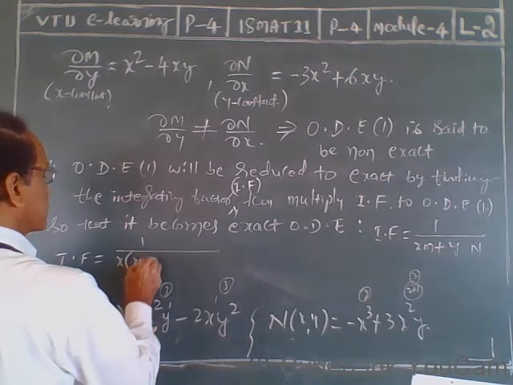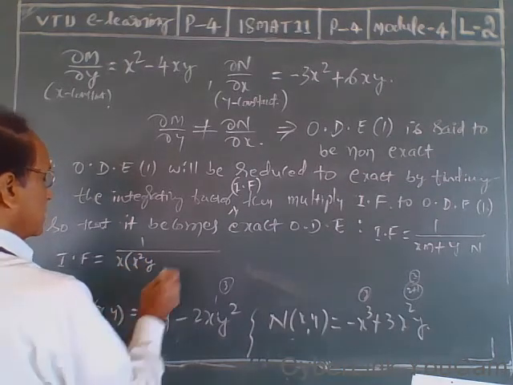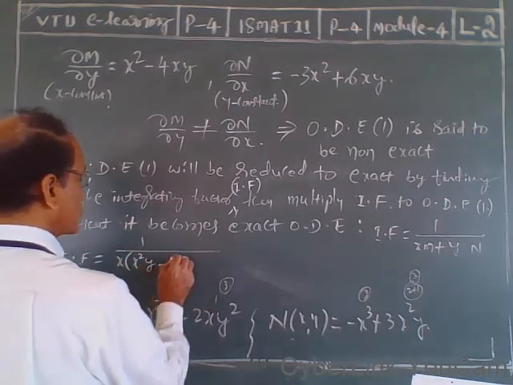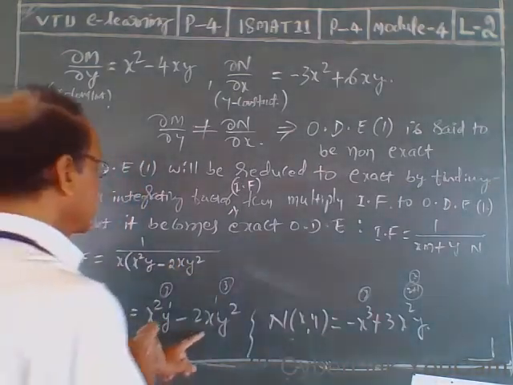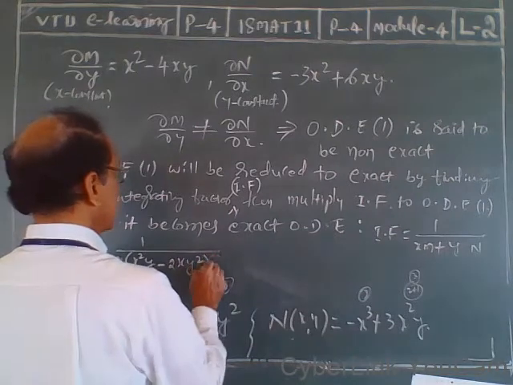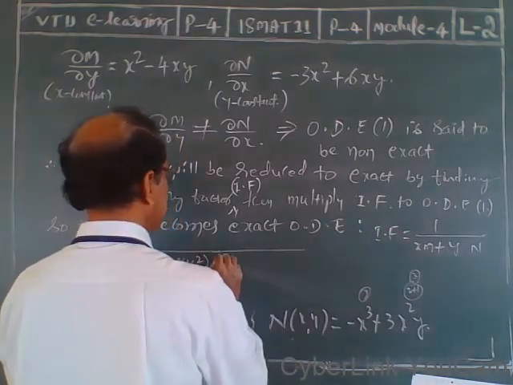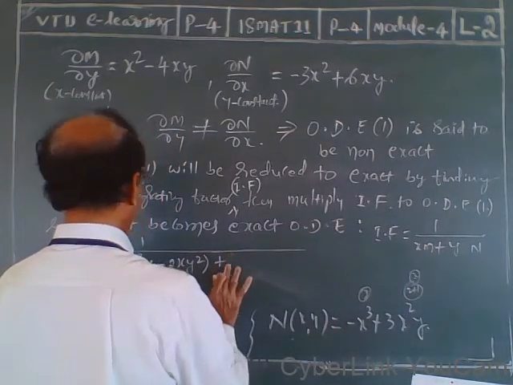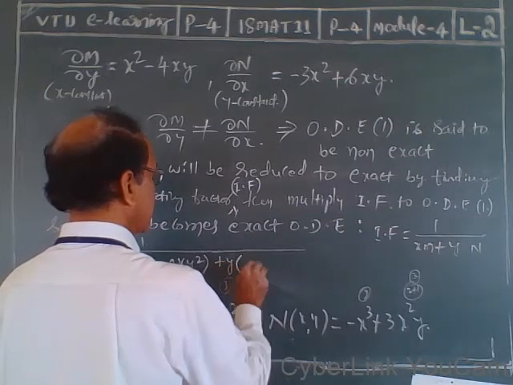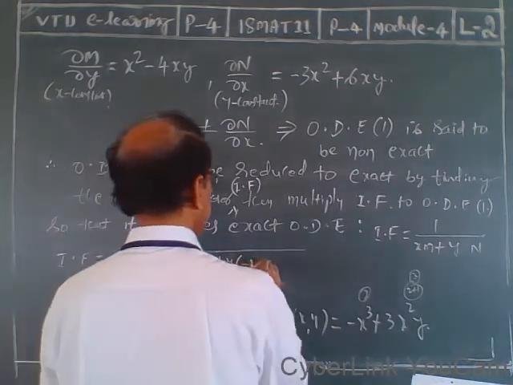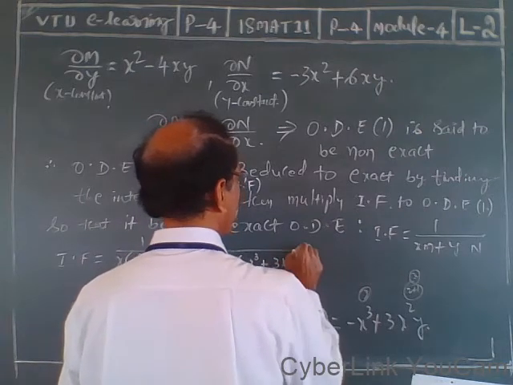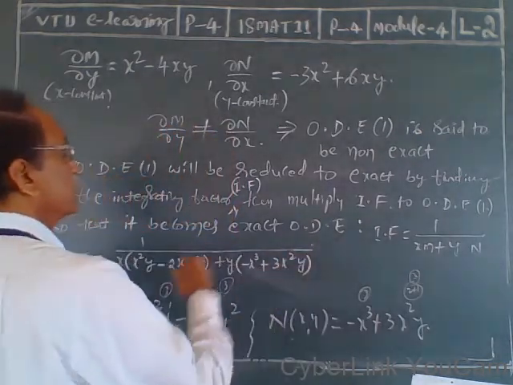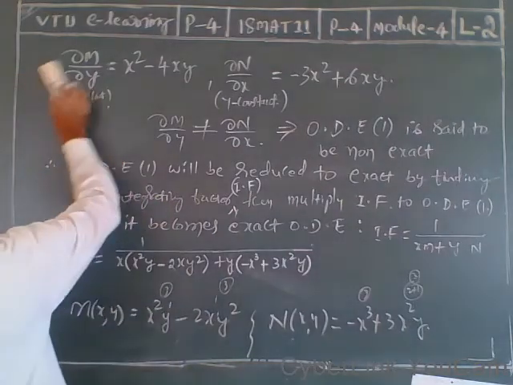M means x square y minus 2x y square, and this is plus y into (minus x cube plus 3x square y). Whatever simplification you get, you verify that.